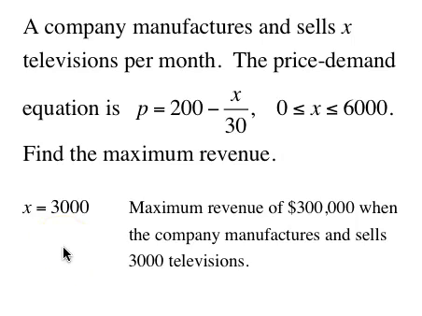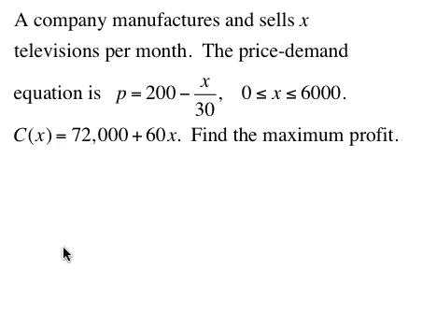And we have one other question to ask about this model, namely how do we maximize profit? So we maximize revenue if we produce and sell 3,000 television sets. If I want to find maximum profit, I also need a cost function. So the cost function is 72,000 plus 60x. We want to find the maximum profit. Profit is revenue minus cost.